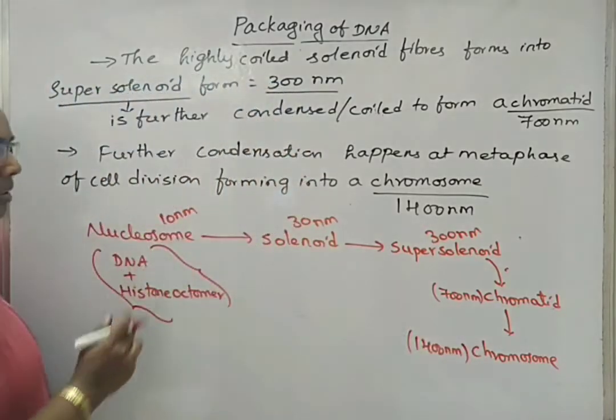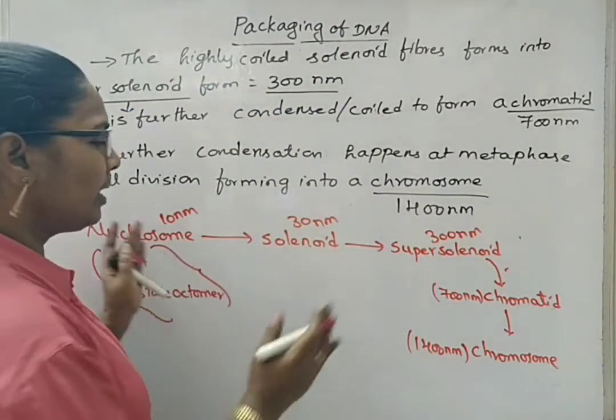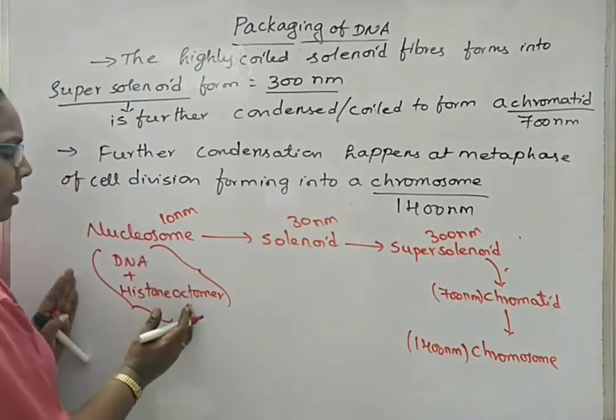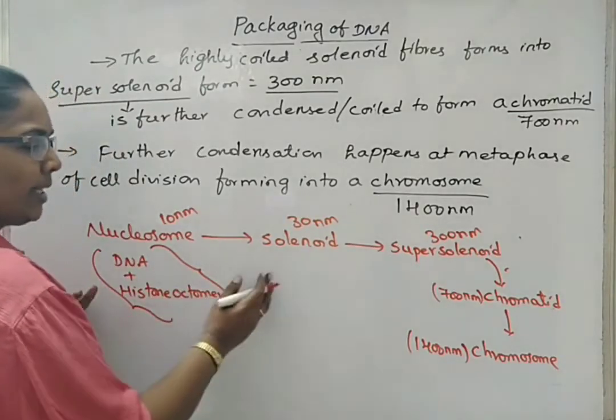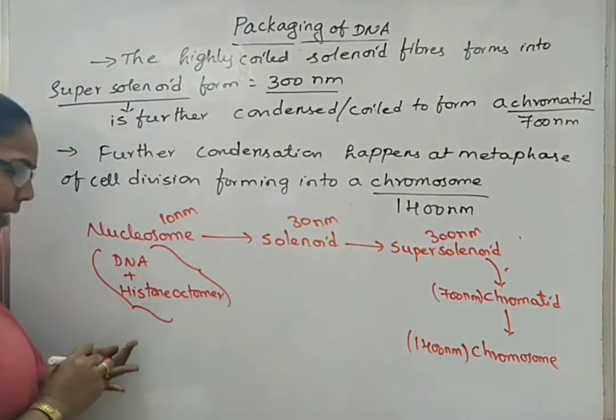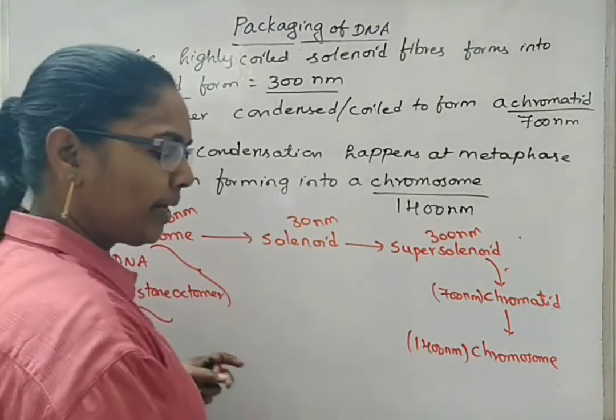Here we did not include the linker DNA, but from here onwards, between two nucleosomes we are telling. So here there is no point of H1 histone proteins, but from here onwards, based on the length, we include H1 histone proteins from the solenoid part.